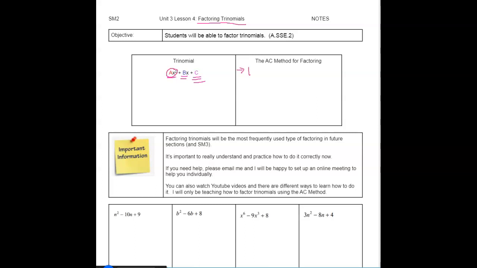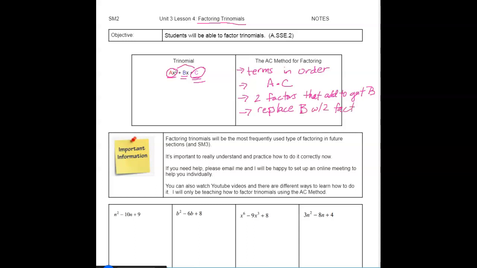first, I'll write the terms in order, and I will give them to you in order, but in case they weren't, you just want to put them in order. The first step is you're going to take A and C and multiply them together. So we're going to do A times C. And then this is where it gets a little tricky, but you want to come up with 2 factors that add to get B. Okay? And then once we do that, we're going to replace that B with the 2 factors, and then we do factor by grouping.